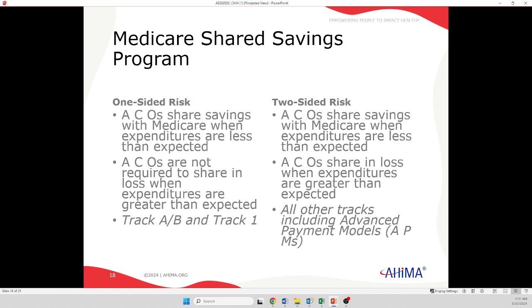Now, in order to share that savings, they must actually have expenses that are lower than a benchmark. So they have to set a benchmark for how much they want to make in order to make savings or a loss. So let's say that the benchmark is $3 million and they spend 3.2 million, then in that case, 0.2 million, they were at a loss. If they spent 2.8 million, then 0.2 million would have been a savings.